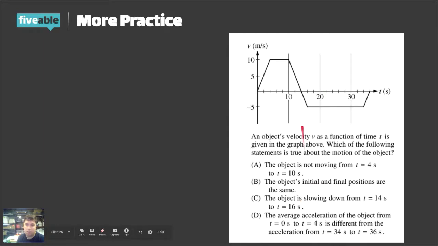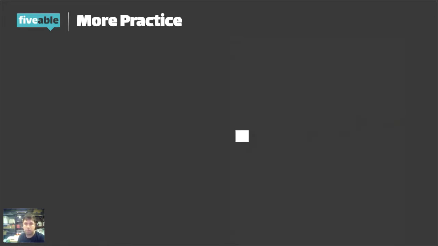Slowing down here, just because we're going negative doesn't mean we're slowing down. We're actually speeding up here because we want 0 to -5. And then accelerations, look at the slopes of the graph. And if they are the same, then D's wrong. If they're different, then they're different.